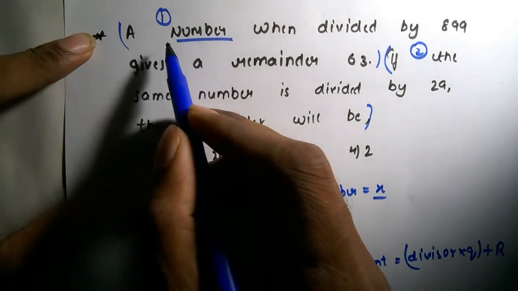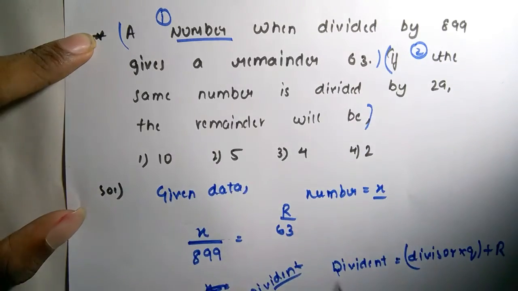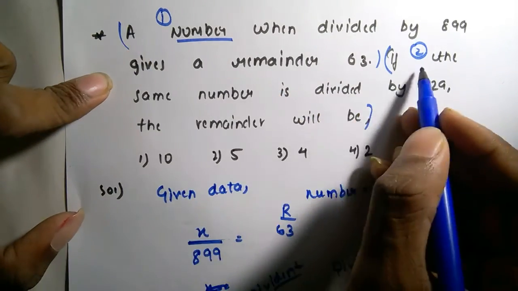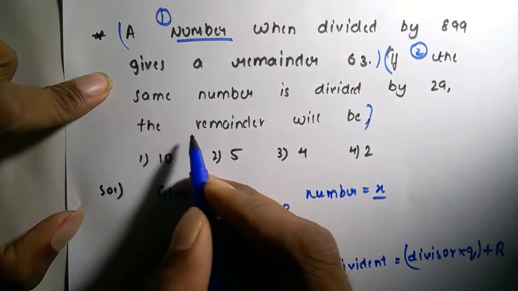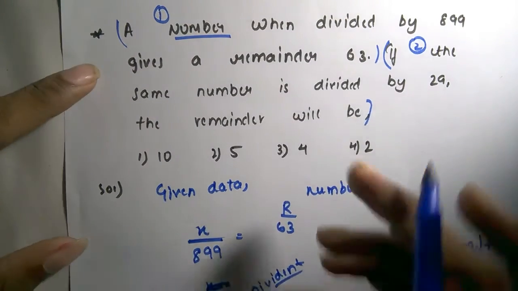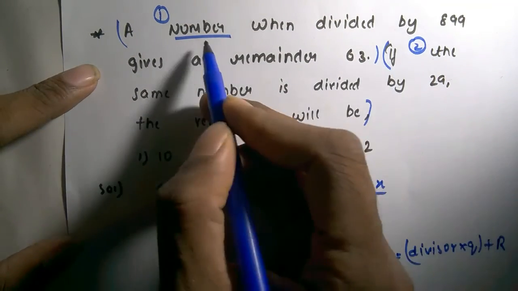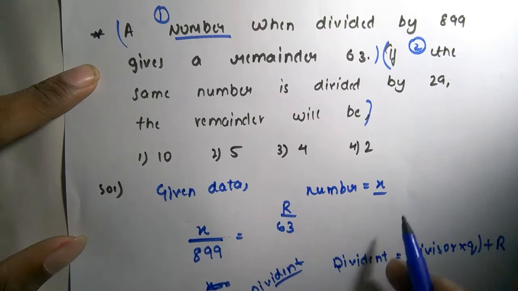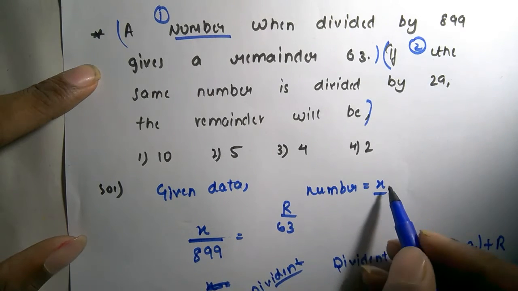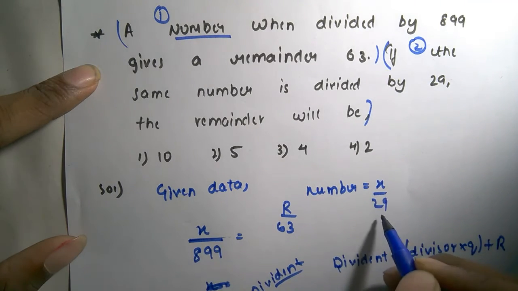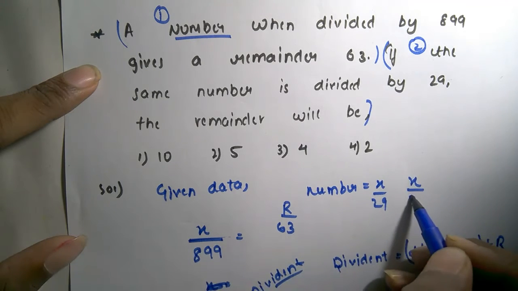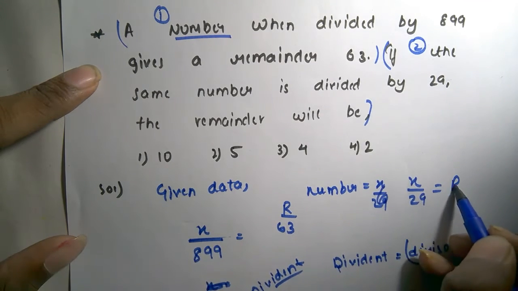Okay, so they gave the first condition, we solved this first condition. And the next condition: if the same number is divided by 29, the remainder will be. So what was the same number? The number is x. If the same number x is divided by 29, what will be the remainder?